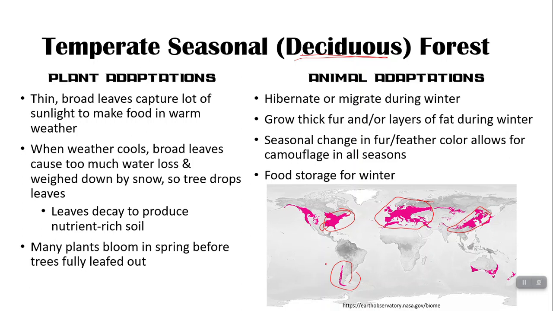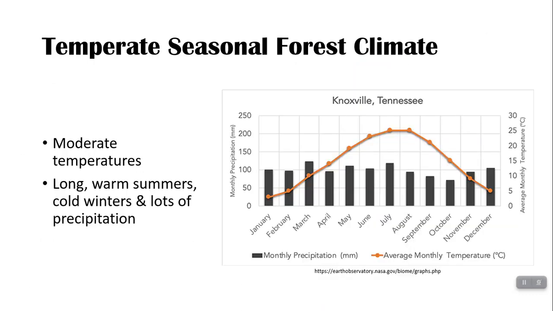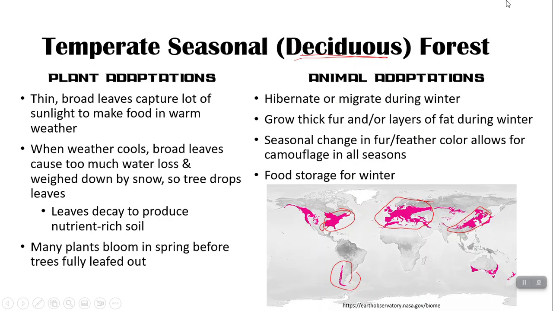You see some on the coast of South America. Most of Europe used to be seasonal forest before it was settled, and you've got this large swath in China as well. Here you have these thin, broad leaves to capture lots of sunlight to make food in their warm weather, because they have definite seasons with a warm summer. However, when the weather gets cooler, those broad leaves would lose too much water. They would get weighed down by snow, so the tree drops them. That's what we mean by deciduous. That means basically that they drop their leaves, because we're going to see the term deciduous again.